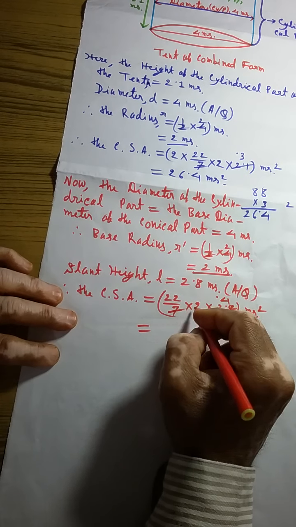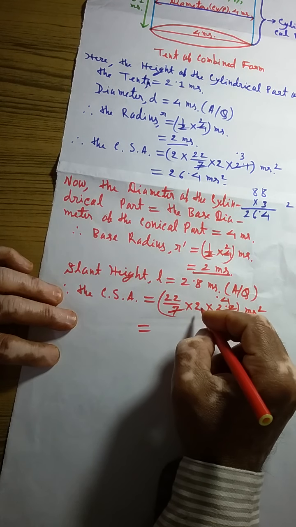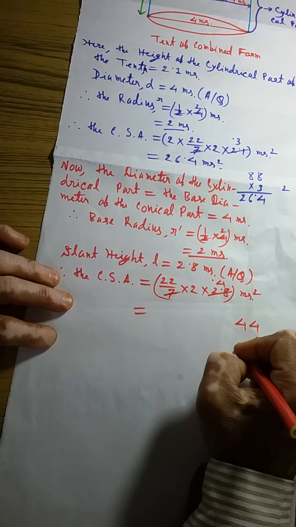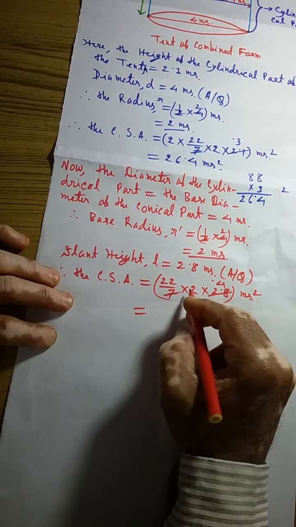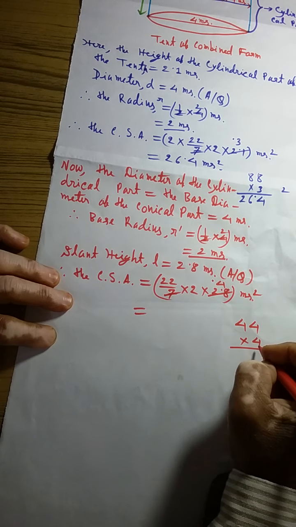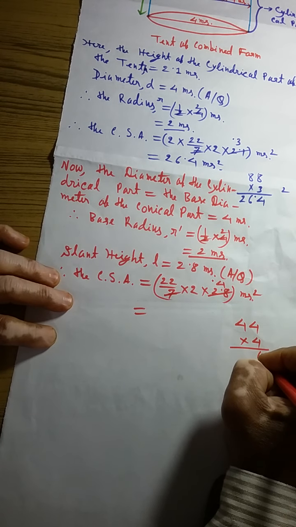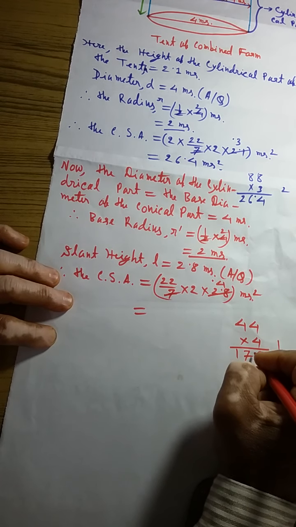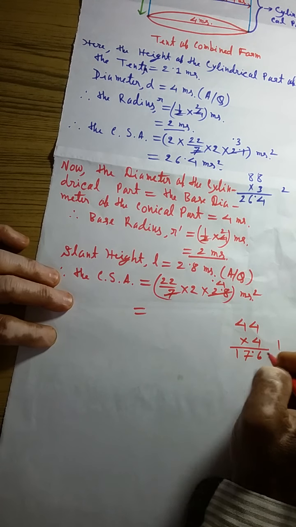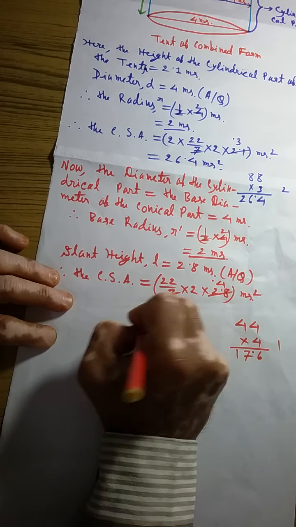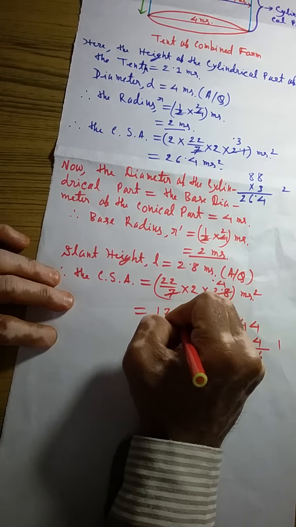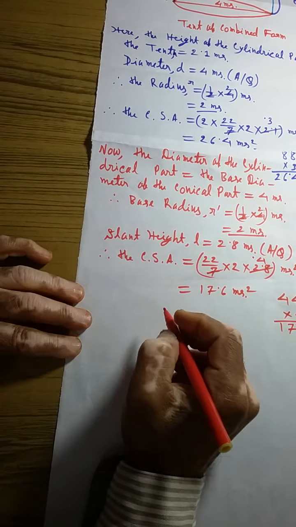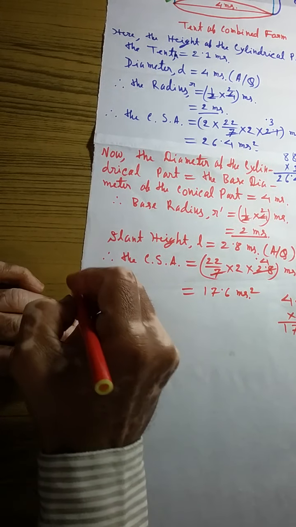Now if we multiply 22 by 2, we will get 44, and if we multiply 44 by 4, we will get 4 4s are 16, plus 1, 17. So we will have 17.6. So write 17.6 meters square.